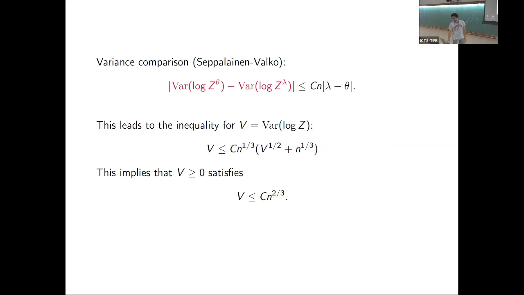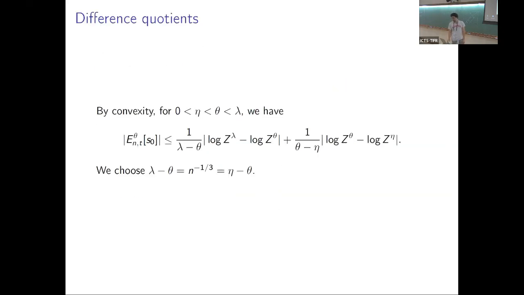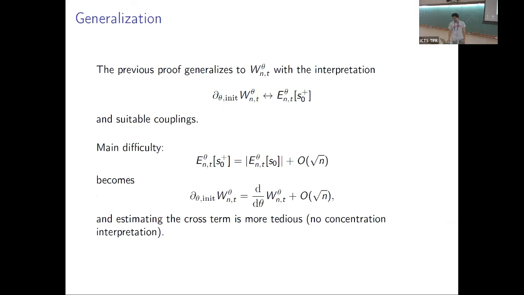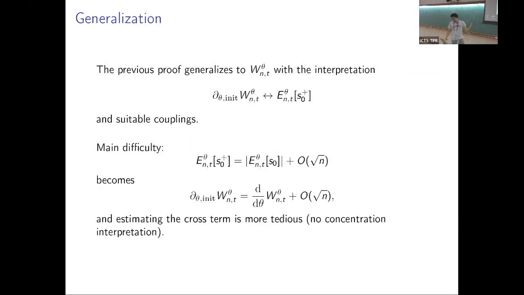Okay, you may be wondering, I advertised this as explaining where the n to the 1/3 comes from, but then you might not be satisfied because here I actually set lambda minus theta to be n to the minus 1/3. But I didn't really have a choice, because this n to the 1/3 comes from matching the two errors, one that comes from curvature and one that comes from this difference of variances. So you have to make this choice, otherwise you don't get the optimal bound.